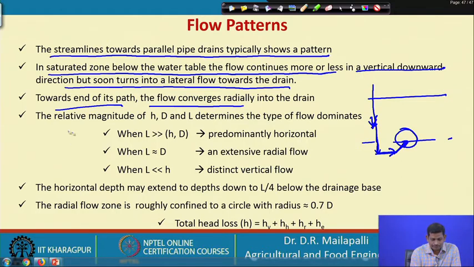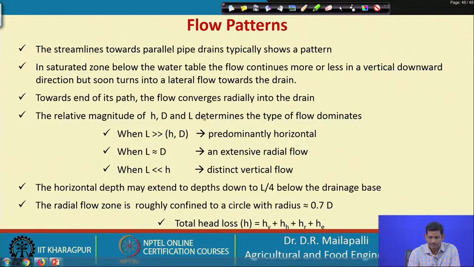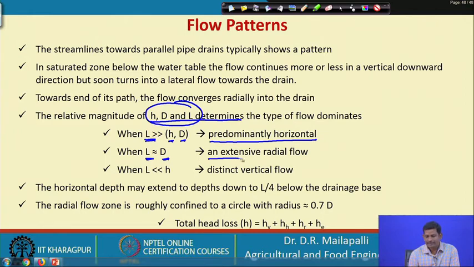Okay. So here the relative magnitude of H, D and L determines the type of flow. This is very important. The type of flow, vertical, lateral or radial, is determined by knowing the small h, the capital D and L. When L is very much larger than H and D, then it is predominantly horizontal flow. When the spacing is equal to the distance between the drain base and the impervious layer, then there is extensive radial flow. When L is very much less than H, where H is the head at the middle of two drains, then there is distinct vertical flow.